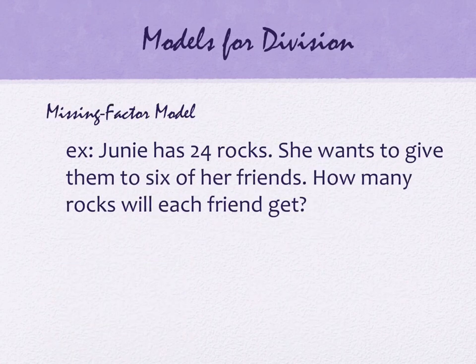Okay, we have one more model. The last model is the missing factor model. And again, it's not any different than the first one that we did, the first two. It's just a different setup. So it says they have 24 rocks. She wants to give them to 6 of her friends. How many rocks will each friend get? So what we're saying here then is that we're doing 24, and we're giving them to a certain number of friends, and each of the friends is going to get, oh, I didn't use the second one, I'm sorry. I did it right. 6 of her friends. Yeah, equals 6. That's what I want. She wants to give the rocks to the friends. She has 6 friends. How many rocks does each friend get?